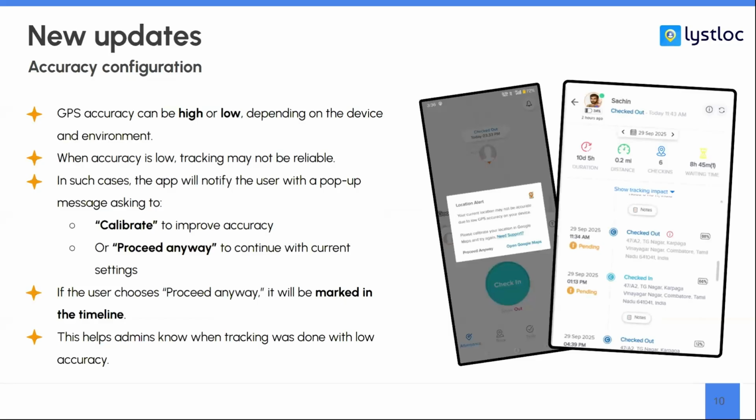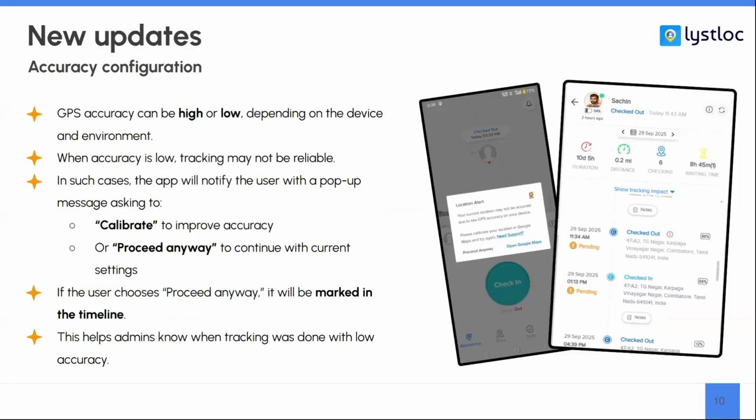Next, we have accuracy configuration. We have added a GPS accuracy feature. So if tracking accuracy is low, users will see a pop-up. They can either calibrate to fix it or proceed anyway. If they choose to proceed, it is recorded in the timeline for the admins to review.